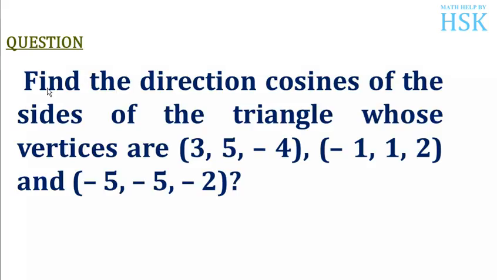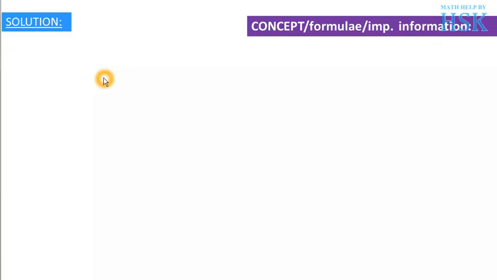The question is like this. Find the direction cosines of the sides of the triangle whose vertices are (3, 5, -4), (-1, 1, 2) and (-5, -5, -2). Okay, so the question is quite straightforward. We have been given the vertices of the triangle and we have to find the direction cosines of the sides of the triangle. To solve the question, we require the following results.